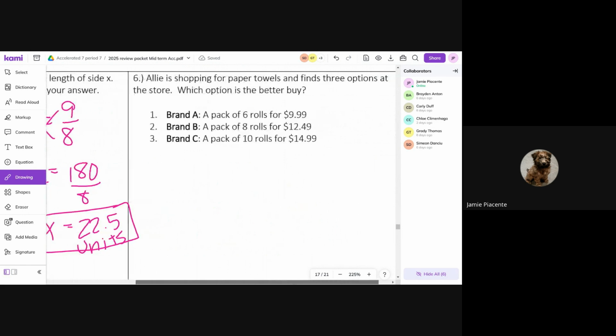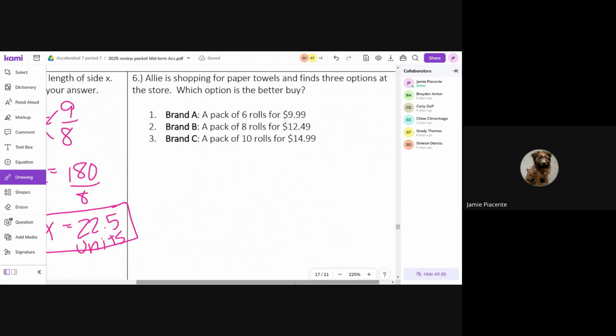Allie is shopping for paper towels, finds 3 options at the store, A, B, and C. Which is the better buy? So you need to find the unit rate for each of these. So we have A, we have B, we have C. I'm fine if you don't write a rule for all of them, but you must have the work. So $9.99 over 6.